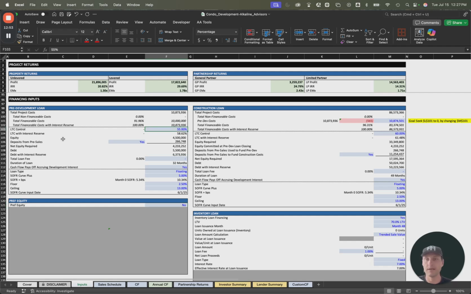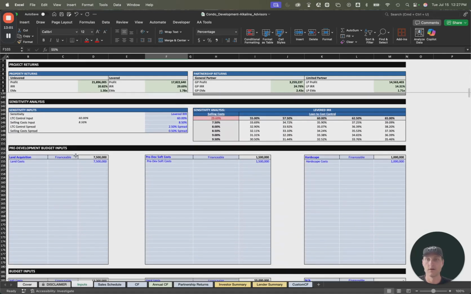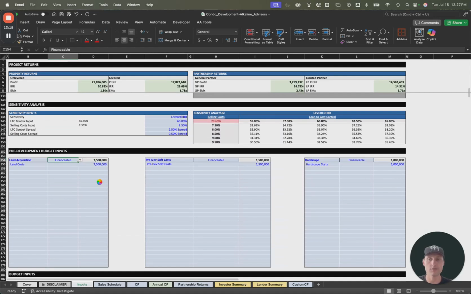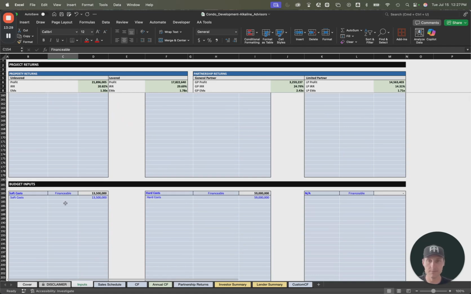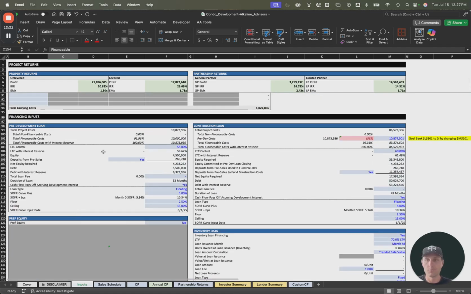But essentially what's happening is you're first going to draw down your equity. Once your equity is drawn down, the debt from the pre-development loan is going to come in. You can see over here, you can choose of these costs which are financeable and which are non-financeable. And what's going to happen is once you load in the pre-development budget inputs and you load in the other budget inputs for the construction loan, you'll put into place the pre-development loan. And then with the construction loan, if you're taking out a construction loan, you will actually pay down the pre-development loan with proceeds from the construction loan, so that pre-development loan will no longer come through.